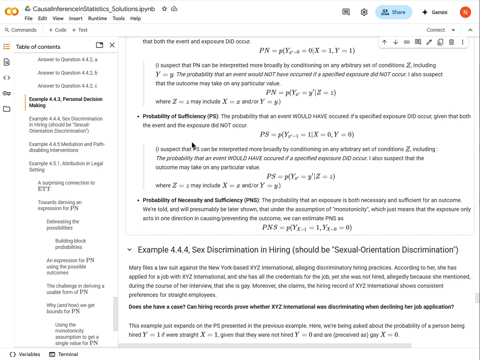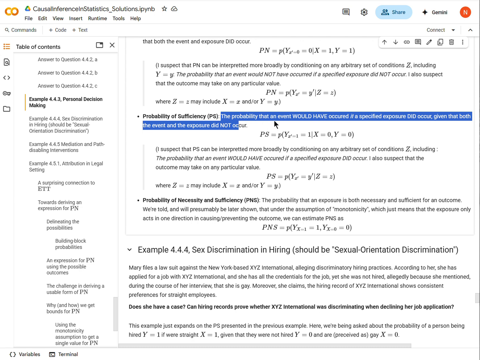Okay. Now, for the probability of sufficiency, we're asking something different. So we're asking, what's the probability that an event would have occurred? In other words, y equals 1 here on the left side of the conditioning bar, if a specified exposure did occur, so counterfactual value of x equals 1, given that the event did not occur and the exposure did not occur. Okay, and so once again, I think that we could more generically write this as conditioning on z, where z includes x and y, and so on and so forth.